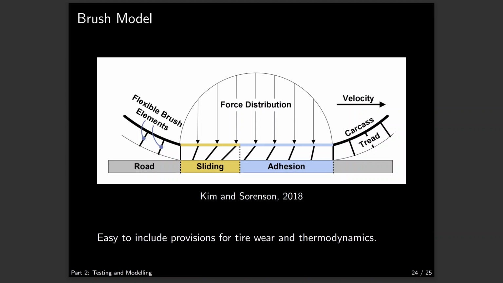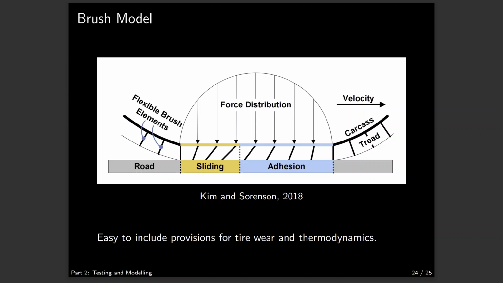My personal favorite tire model is called the brush model. It's a type of physical tire model where you can imagine the tread of the tire as a collection of brush elements scuffing across the ground. As these bristles enter the contact region, they are deflected, thereby producing tire forces and moments. These deflections only occur within the contact patch.